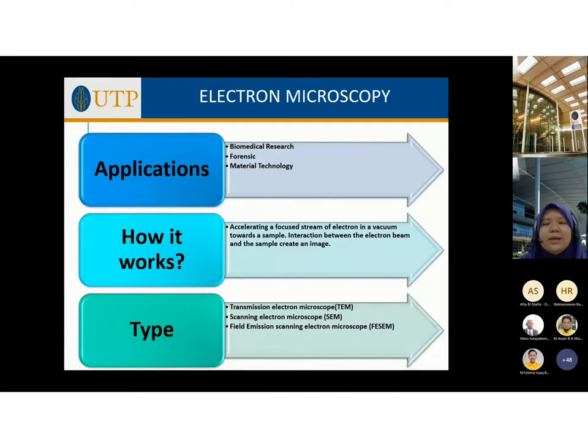So if we operate the TEM, the electron microscope, in ambient condition, as we know, ambient condition contains a lot of gas molecules and moisture. When the electron is produced at the gun, it cannot go directly to the sample. It will deflect to other sections. So in order to make sure that the electron stream hits the sample, we need to operate in vacuum. And like previously mentioned, there are three types of electron microscope, which are TEM, SEM, and also FESEM.